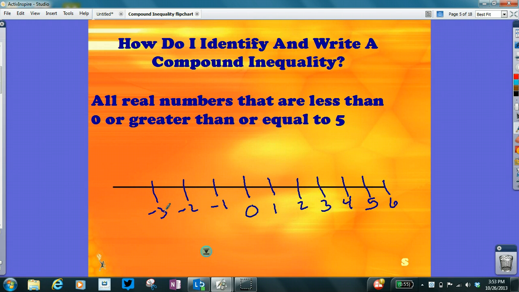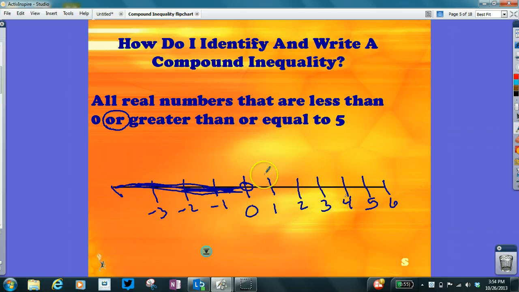Alright, so my first part here is I know it has to be all real numbers that are less than 0. So in this case, open circle on 0, and I know it has to be everything less than that. So I'm going to shade my line all the way down. So my answer here, all real numbers that are less than 0, and I want you to pay attention to this term here, or, greater than or equal to 5.